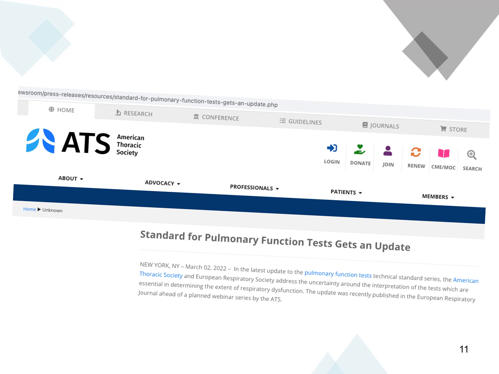This article was released on the American Thoracic Society's main webpage. And as you can see, this is the type of stuff that doesn't exactly give you confidence, right? I mean, they're saying uncertainty around the interpretation of the tests, which are essentially in determining the extent of respiratory dysfunction. They're saying we just don't have utmost confidence, even if the test is done correctly, that it's going to be a consistent value you can interpret just at face value with utmost fidelity. I mean, that's the hope. But look, we're here for it today, and we're going to delve into it together.